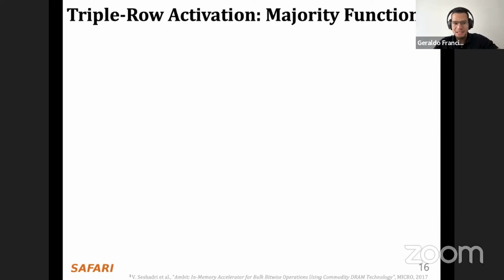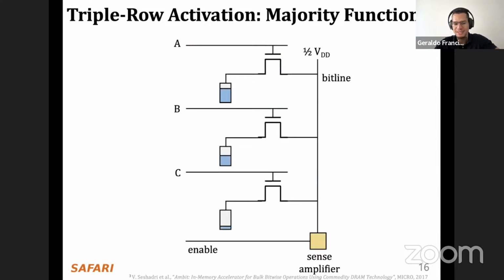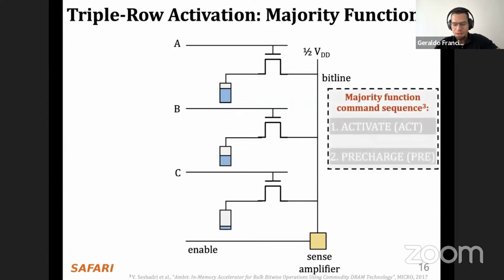Following the same or a similar idea, we can also do what is called a majority function between 3 DRAM rows. Let's say that we have 3 DRAM rows, row A, B, and C, and all of them are connected through the same bit line. Ambit proposes to do what we call triple row activation of 3 rows, which is going to create the majority function of the charge values stored in those 3 DRAM rows.